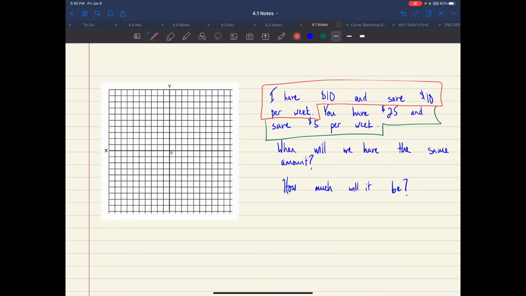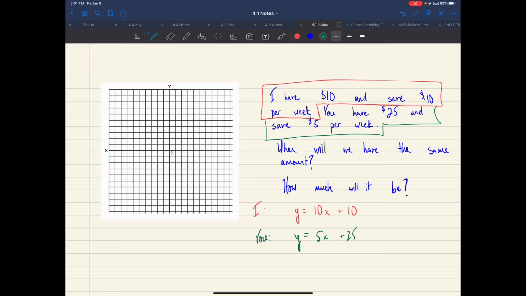So the first one, I have $10 and save $10 per week. So like I said before, if it says $10 per week, that's telling you that the 10 goes with your variable x, and you start with 10, and you can see it's an equation with 10x plus 10. That would be I. And you have $25 and you save $5 per week. So you have two equations right there. So this is very similar to the last problem.